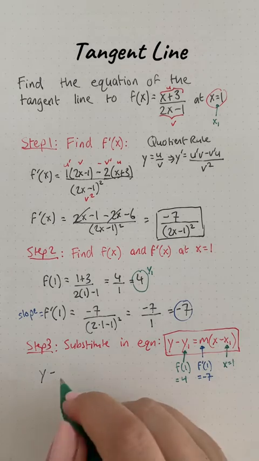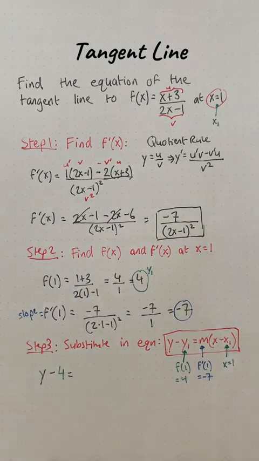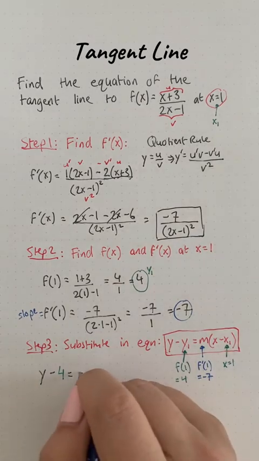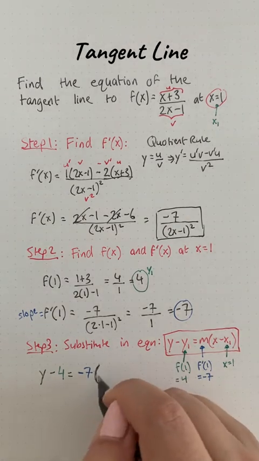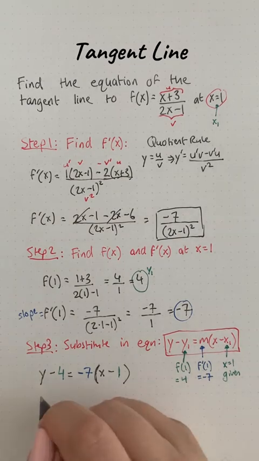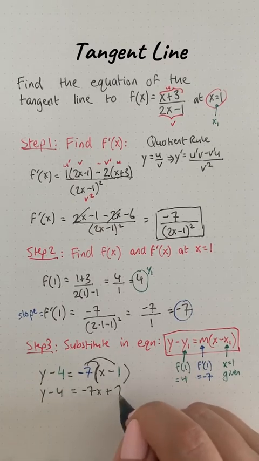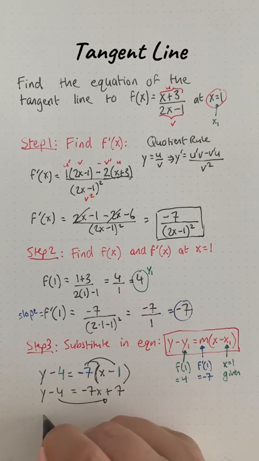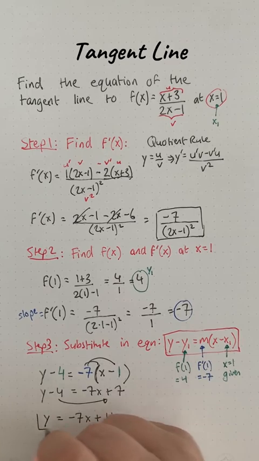So let's go ahead and substitute everything. So y minus y1, which is 4, equals m. M is minus 7, it was f prime at 1. And then brackets, and then x minus, and instead of x1, we're substituting 1. And now we're just going to open this up. So we're going to get y minus 4 equals minus 7x, then minus 7 times minus 1, plus 7, and move the minus 4 to the other side. Y equals minus 7x plus 7 plus 4, which is plus 11.